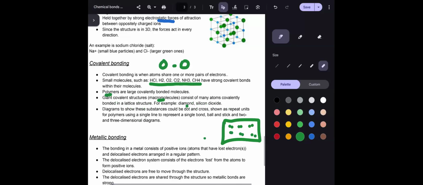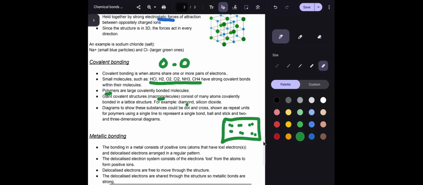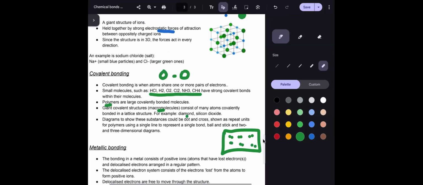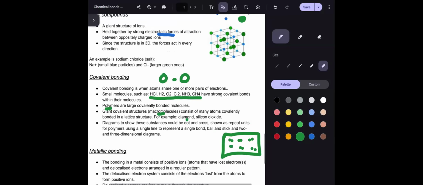Diamond has repeating units of carbon-carbon bonds that are bonded closely to each other, but in the structure as well, they are bonded to each other. And the diagrams to show these substances could be dot and cross diagrams, and they will show repeating units of these polymers using a single line to represent a single bond, and ball and sticks. Let me see if I can get a structure of diamond for you so you can see what I'm talking about, because I don't feel like my diagram is doing justice.